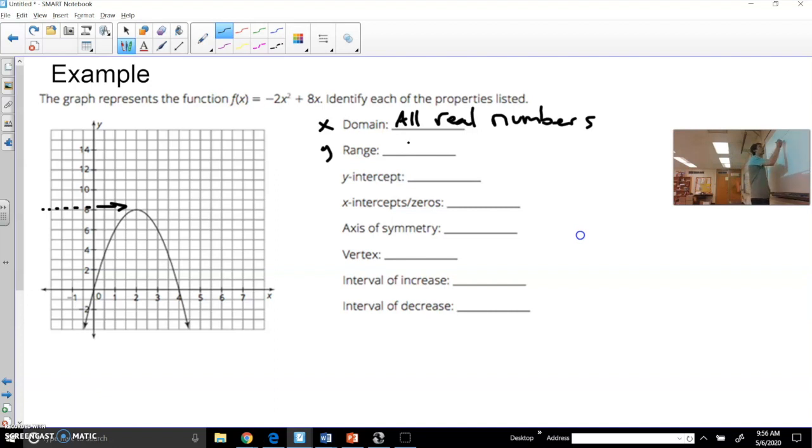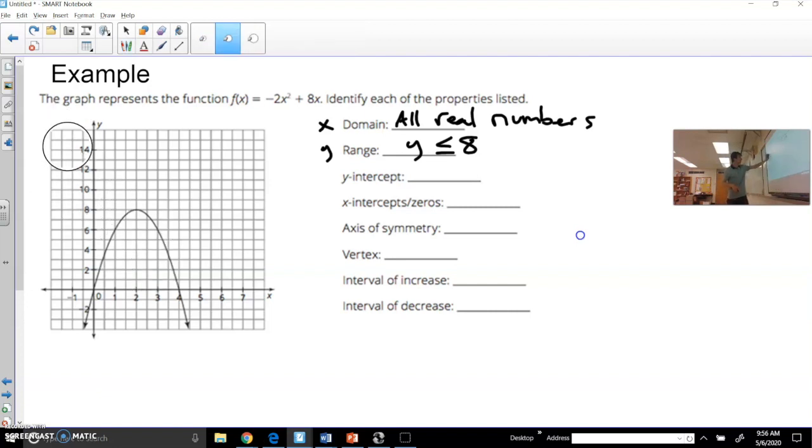So I may say, well, all the y values are less than or equal to 8. And that's called inequality notation, describing for that variable y, or for the output, that all its values are 8 or less. And so now I want to talk about the y-intercept, which I'm looking for.